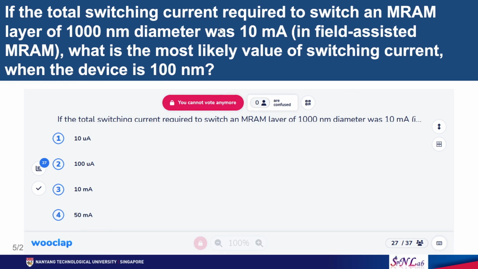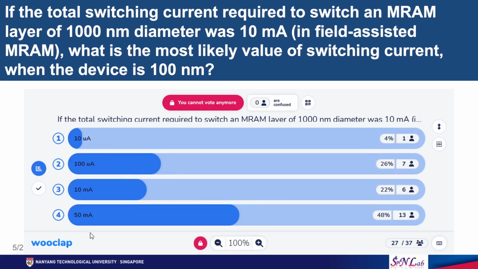The total switching current required to switch an MRAM layer of 1000 nanometer was 10 milliampere. In the case of field assisted MRAM, if you shrink the MRAM size, the current is supposed to increase. That is the problem that we learnt. So, it will not be 10 milliampere, it will be a larger value. So, the correct answer is supposed to be 4.